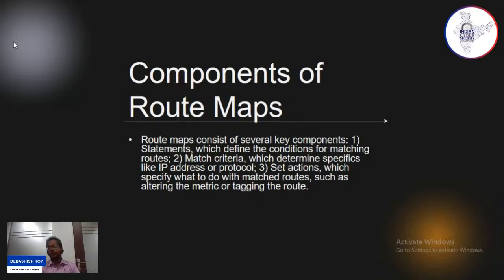Then what are the components of route maps? Route maps consist of several key components. Number one is a statement, which defines the conditions for matching the routes. So you have to make an ACL first. If you want to allow some routes or some updates or some network prefixes, as we say, you have to do it with an ACL. That is the first thing.